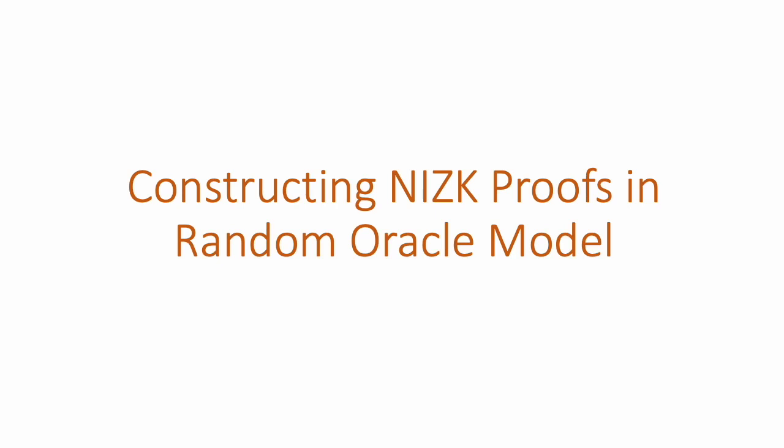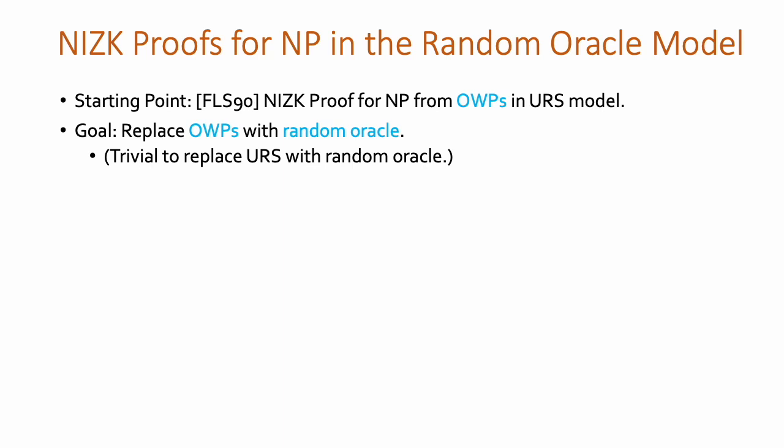In the language which we constructed, the crucial tool which we used was NIZK proofs in the random oracle model. So now I'll talk about how we constructed this NIZK proof. To get our NIZK proof, as a starting point, we use the construction of FLS, which gives a NIZK proof for NP from one-way permutations in the URS model. And roughly the goal is to somehow replace these one-way permutations with a random oracle.